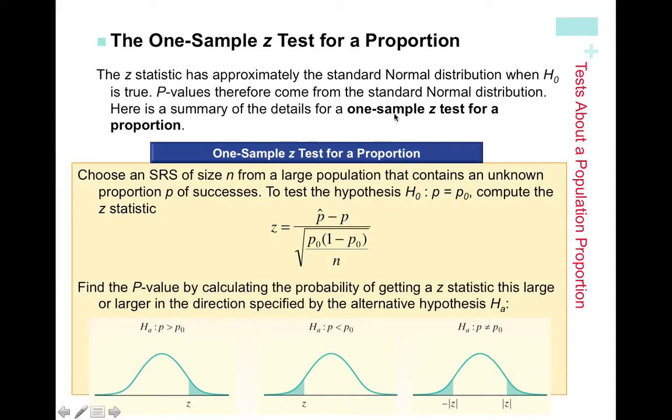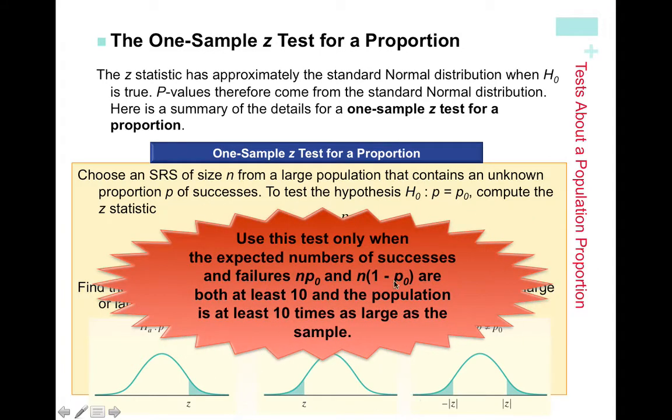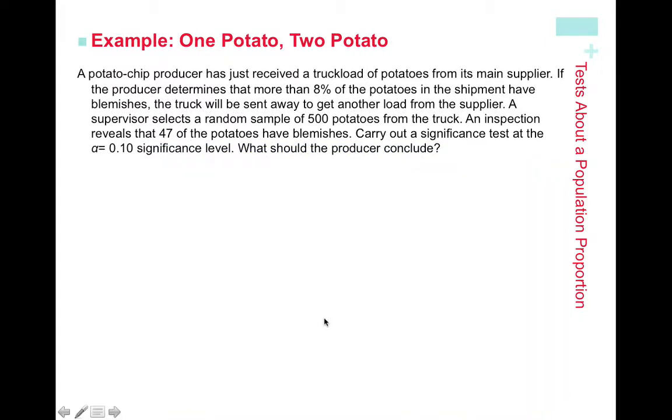Again, if you wanted to use the test statistic formula, there's the formula. There's the possible directions for the p-value. Only use this test if the number of successes, n times p, remember, in the hypothesis test you're using p, not p hat, because you know what p is, and n times 1 minus p are both at least 10, and the population is at least 10 times as large as the sample.